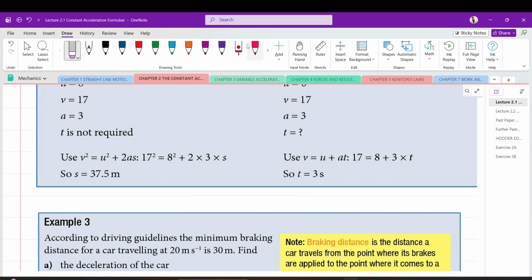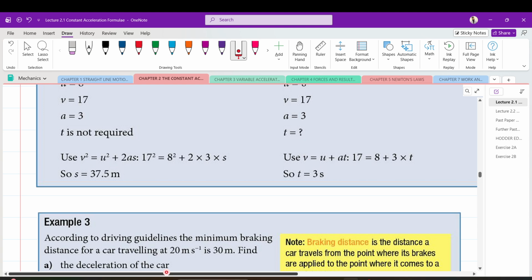All right. So it says that the car was traveling at 20 meters per second, and the braking distance was 30. So this is u and this is s. Find the deceleration of the car. Now realize something, you are applying the brake, so that means the final velocity would be zero because the car has stopped. So that means you also have a third variable given to you, but it's not given directly.